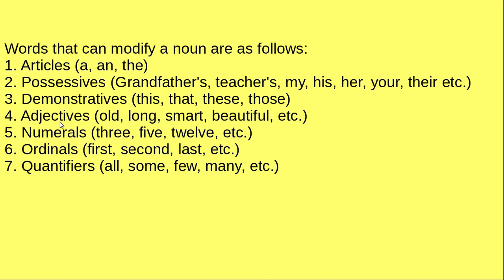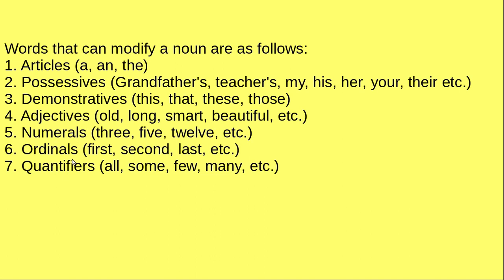Adjectives, describing a noun. We have learned it. Numerals, denoting numbers 3, 4, 5, 6, just like that. Ordinals denoting order: first, second, last, etc. Quantifiers are used with uncountable nouns, where we cannot use numerals. Sometimes we use them with countable nouns too: all, some, few, and many. These can be there before the head noun.